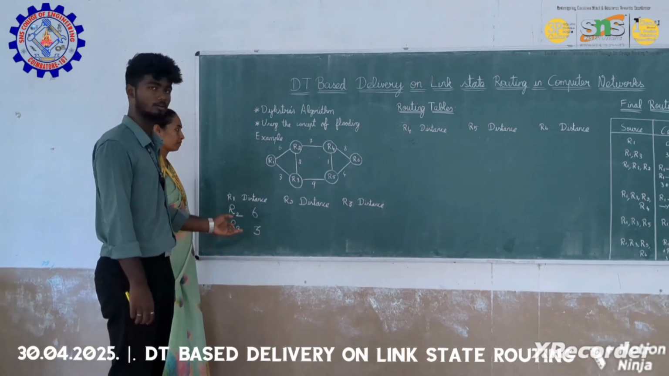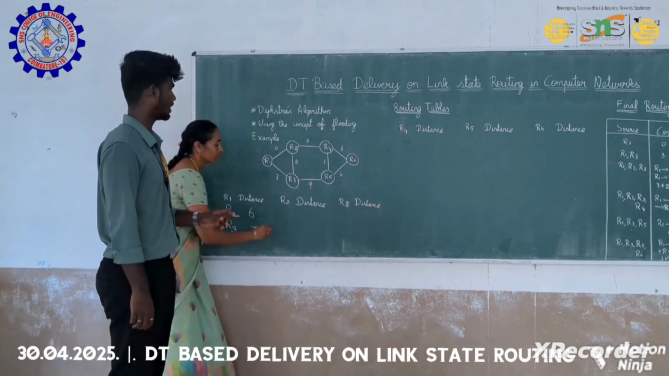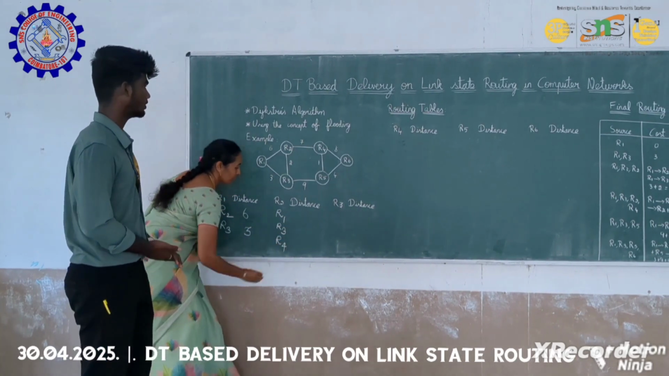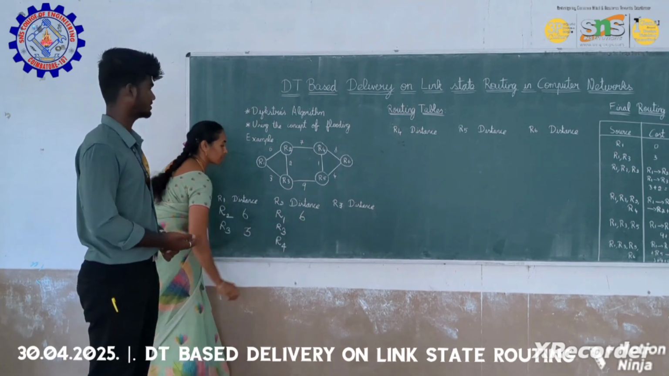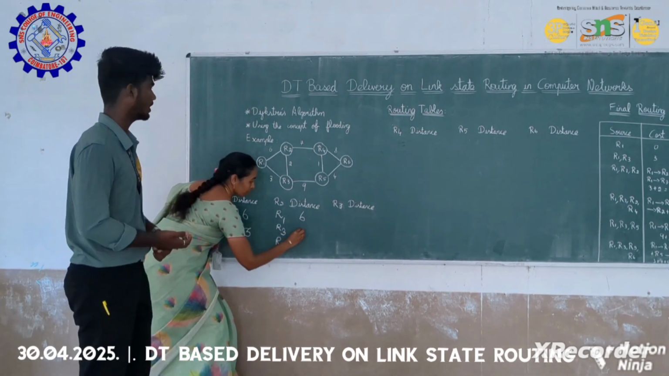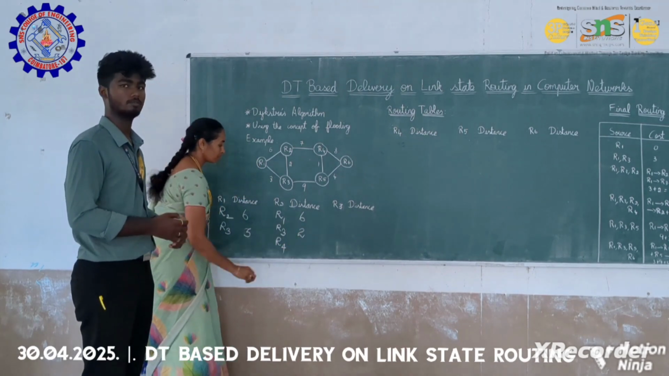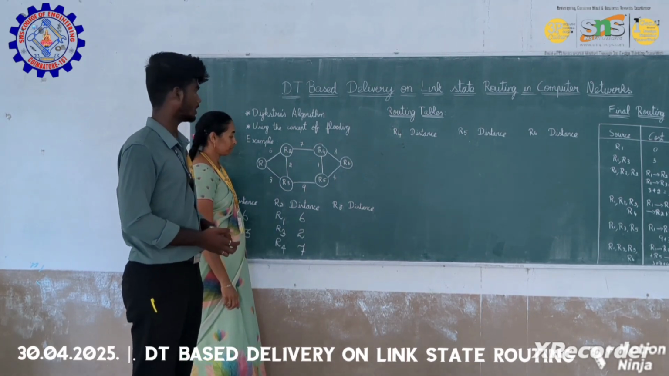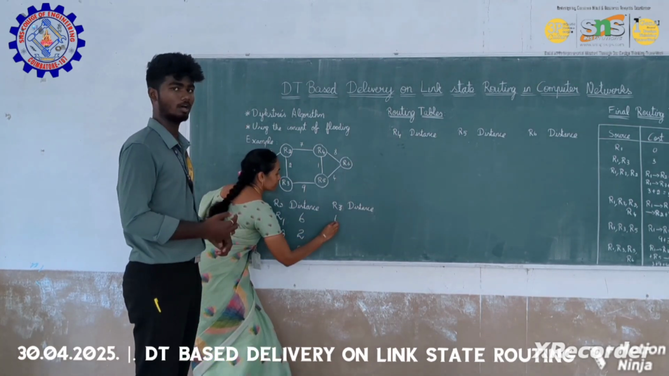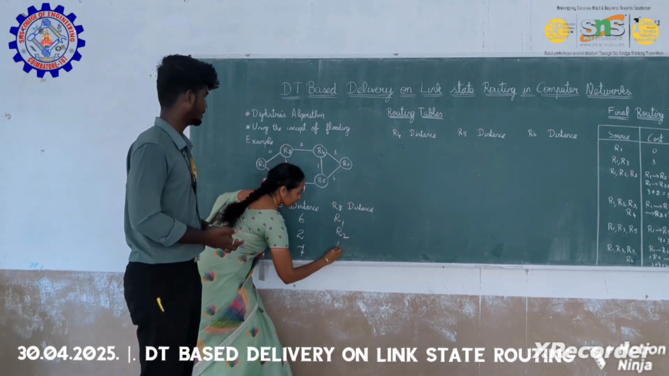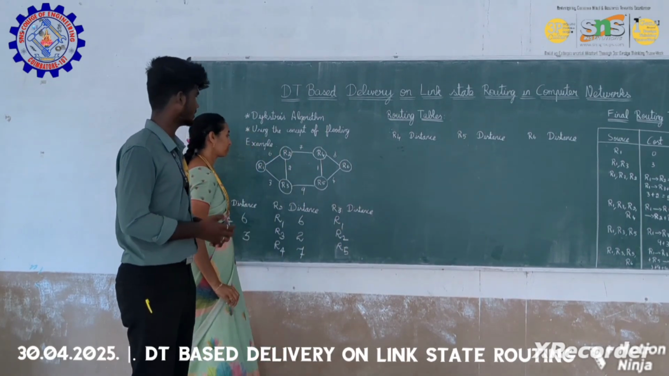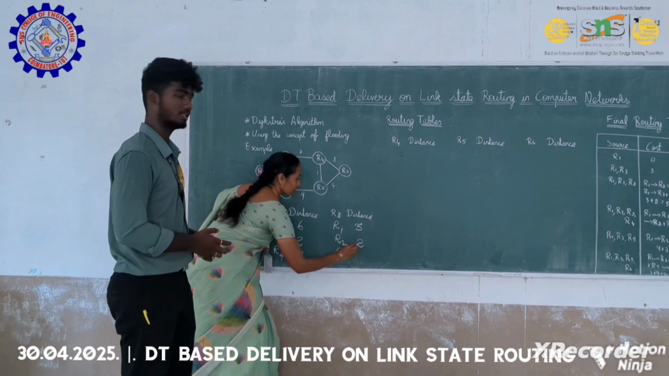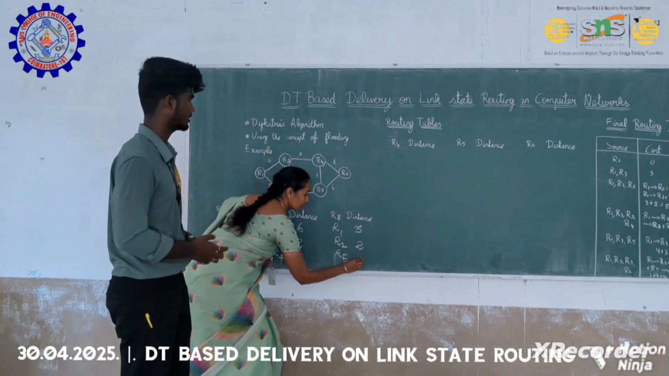Now let's find the routing table for R2. The adjacent nodes for R2 are R1, R3 and R4. The distance between R2 and R1 is 6. The distance between R2 and R3 is 2. And the distance between R2 and R4 is 7. Now let's find R3. The adjacent nodes for R3 are R1, R2 and R5. The distance between R3 and R1 is 3. The distance between R3 and R2 is 2. And the distance between R3 and R5 is 9.